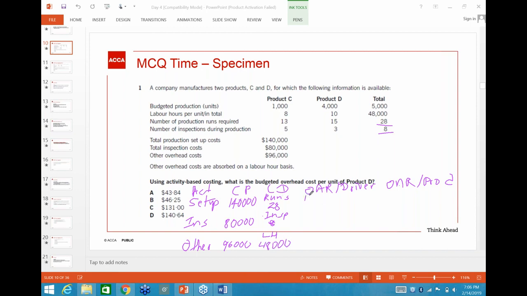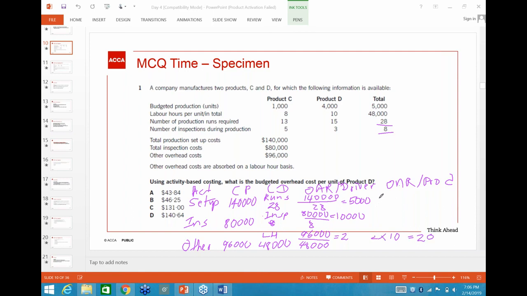So 140,000 divided by 28 is 5,000. 80,000 divided by 8 is 10,000. 96,000 divided by 48 is 2. So they want me to do this for product D. Product D is 10 labor hours per unit, so I can say 2 into 10 is 20.